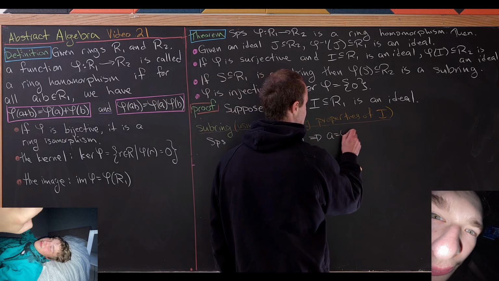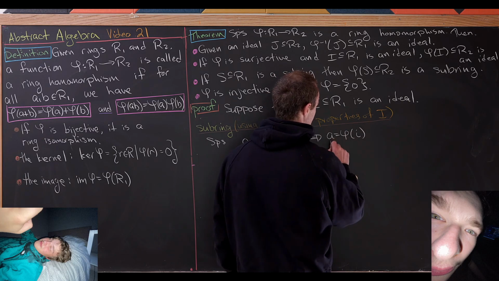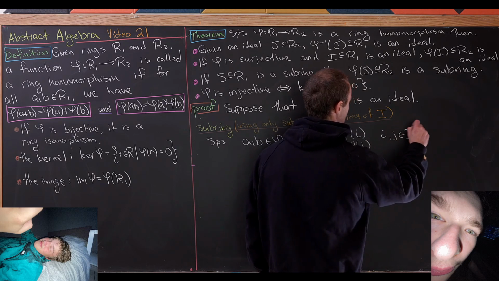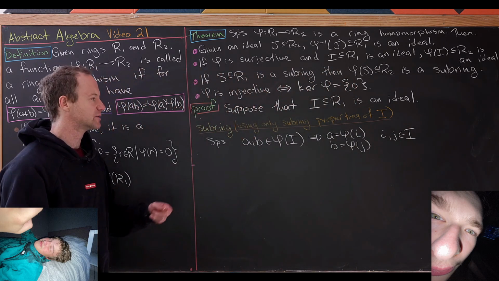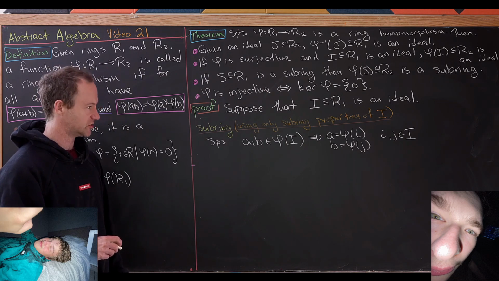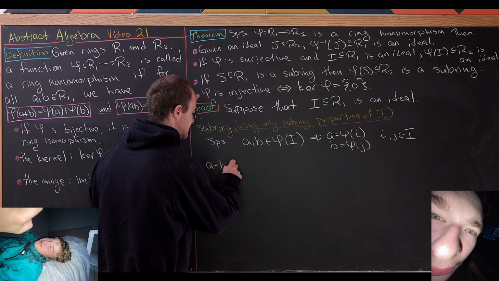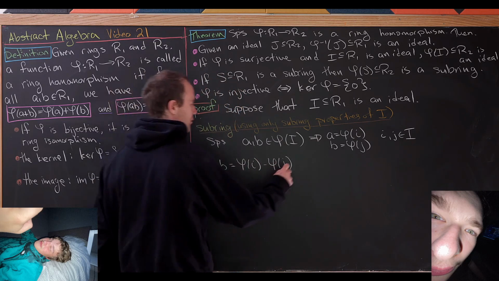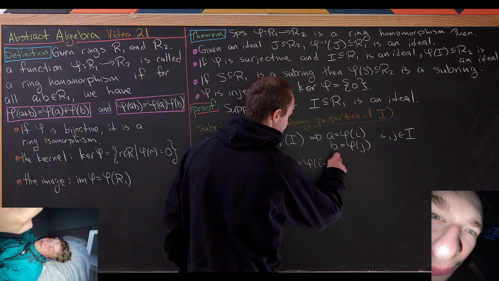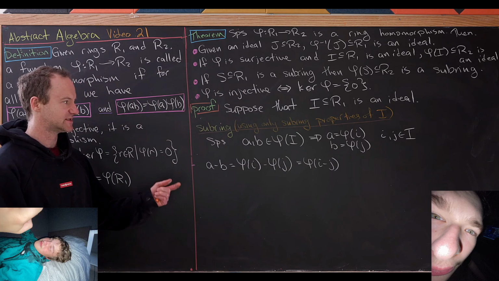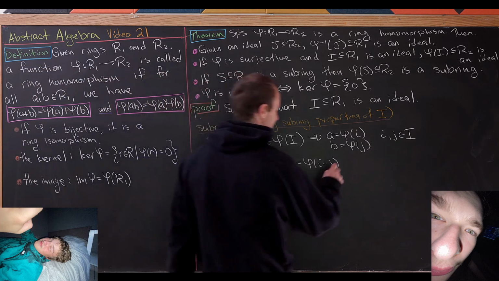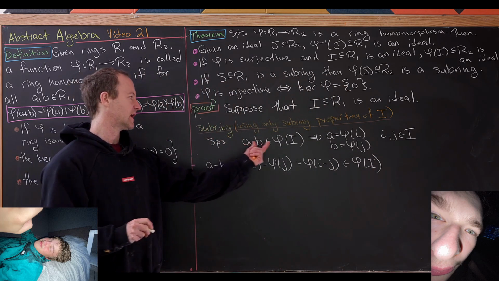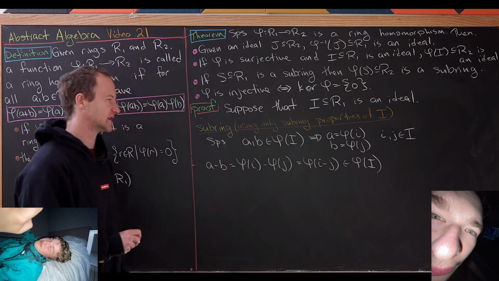It means that A is equal to phi of i and B is equal to phi of little j, where little i and little j are inside of I. Again, that's what it means to be inside of the image. Now let's notice that A minus B is equal to phi of i minus phi of j. But since we have a ring homomorphism, that's going to be phi of i minus j. But since that's phi operating on an element inside of I, that is inside of the image of I. So we took two elements from the image and their difference is also inside of the image.